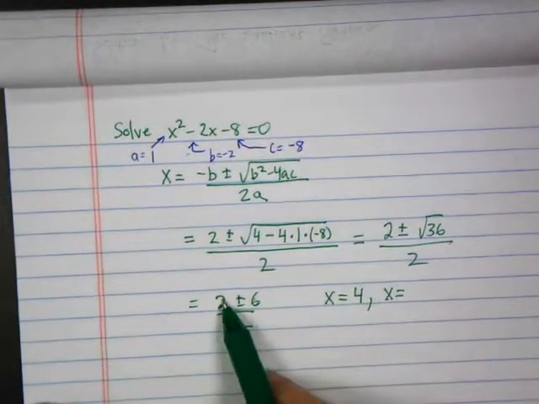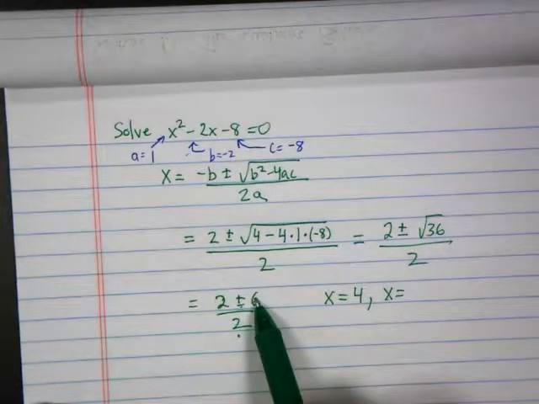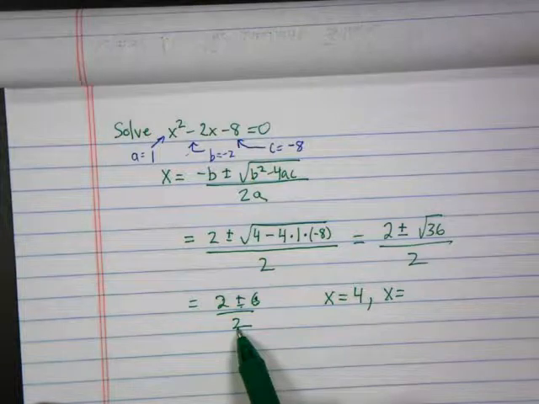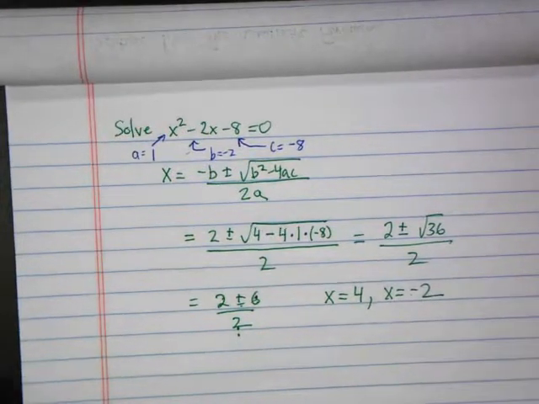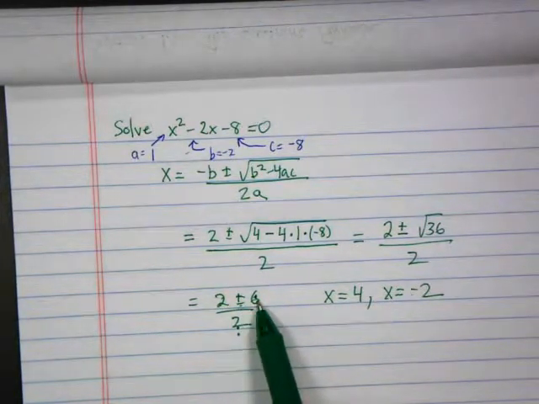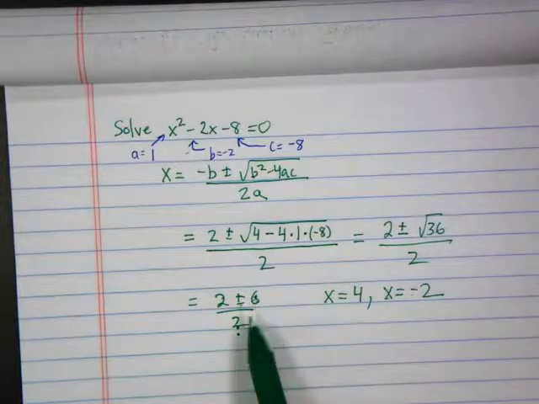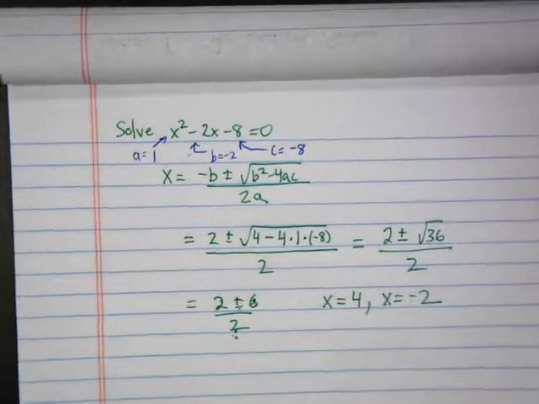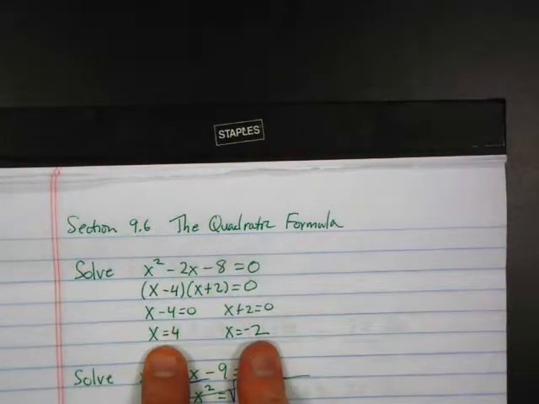X is, what's 2 minus 6? Negative 4. And negative 4 divided by 2? Negative 2. How do you get that negative 2 again? I'm sorry. I took 2 minus 6. That's negative 4, and then I divided by 2. Oh, okay. I want you to notice, exact same answer I got last time.